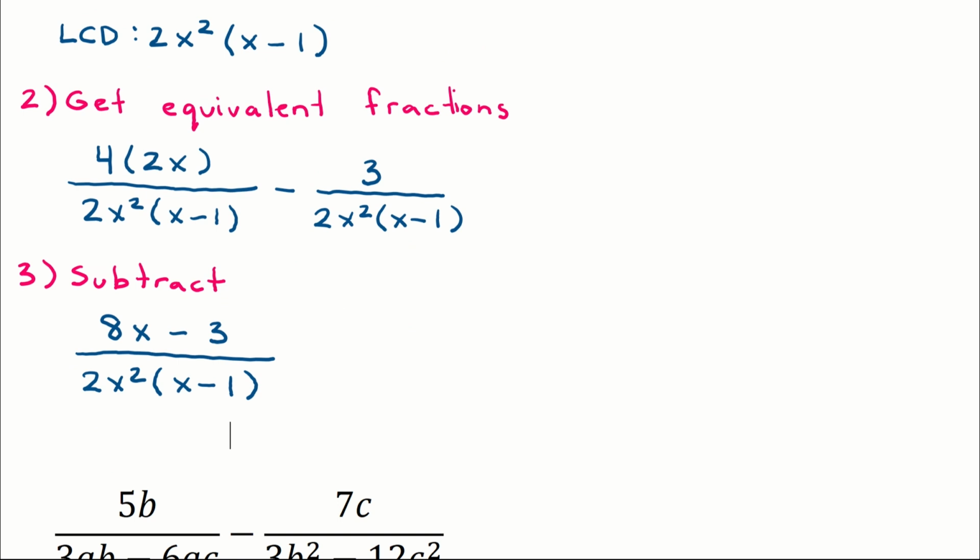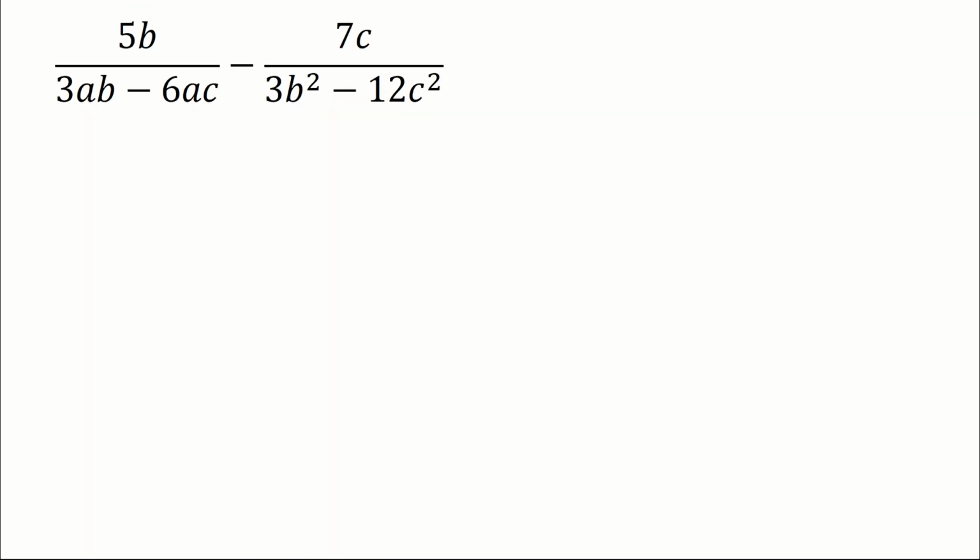Okay, last question. In our last question, we have 5b over 3ab minus 6ac, minus 7c over 3b squared minus 12c squared. So before we do anything with this, I'm just going to focus on our lowest common denominator, and I'm going to figure that out by factoring these expressions. So 3ab minus 6ac can be common factored. B and a are common between both terms, and it leaves you with a b minus 2c.